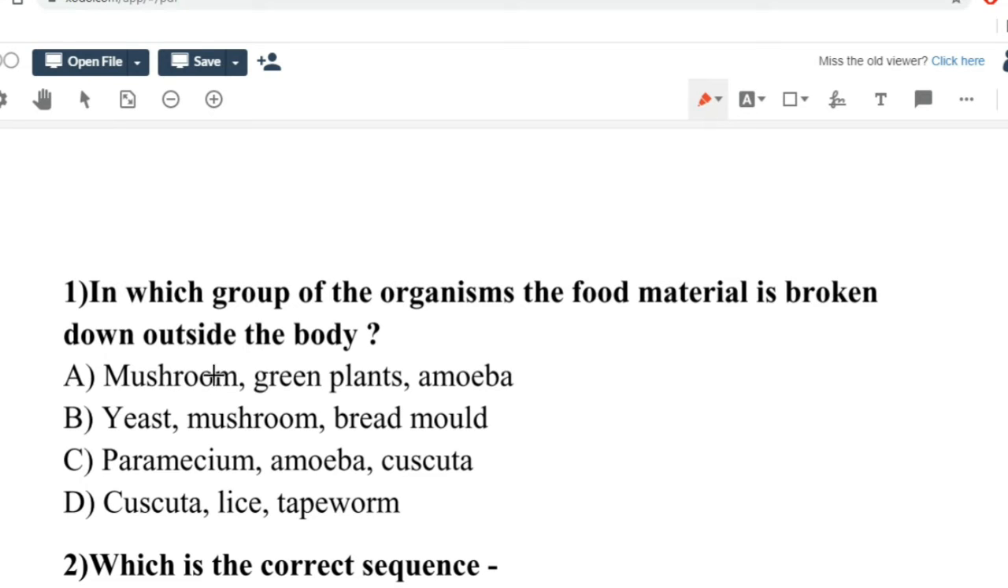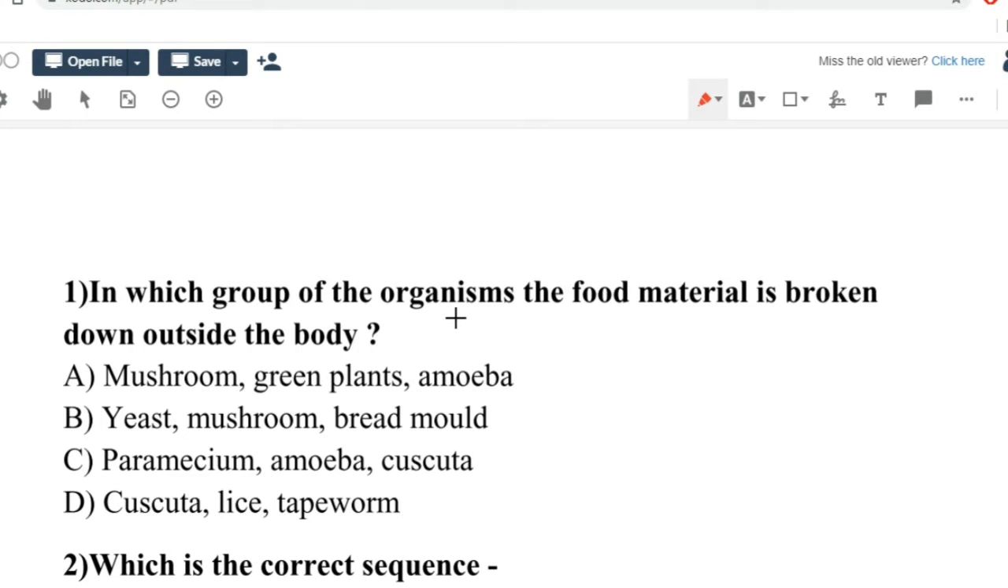So mushrooms belong to saprophytes. Green plants are autotrophs, and amoeba feeds by the holozoic mode of nutrition. Yeast, mushroom and bread mold are saprophytes. Paramecium, amoeba and cuscuta. Cuscuta is a parasite. Cuscuta, lice and tapeworm, again they are parasites.